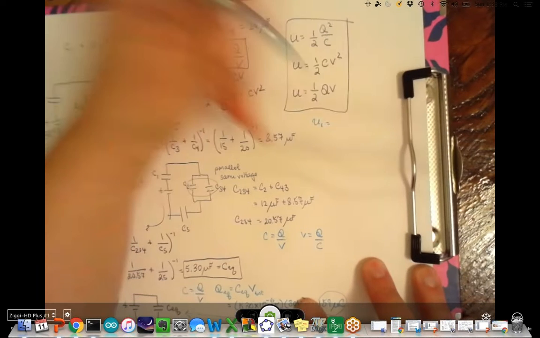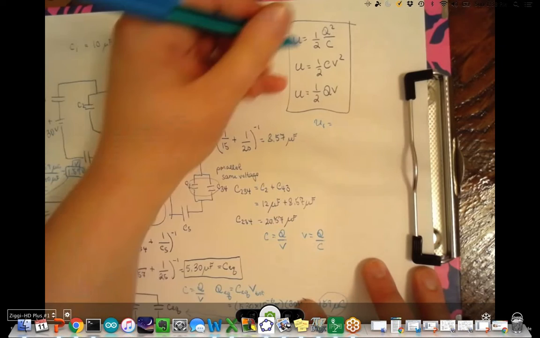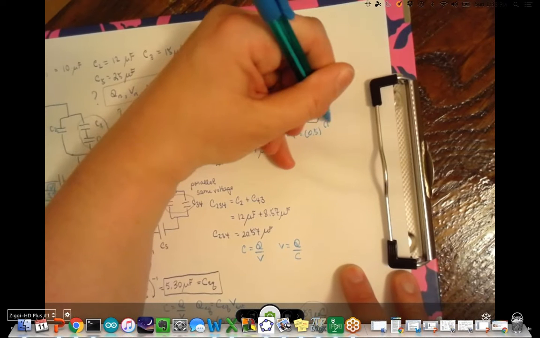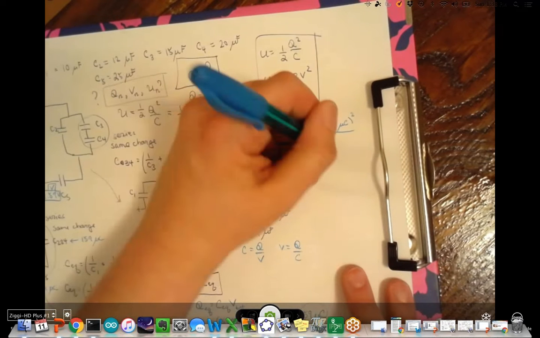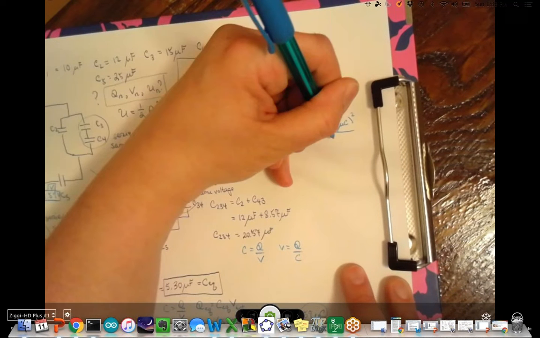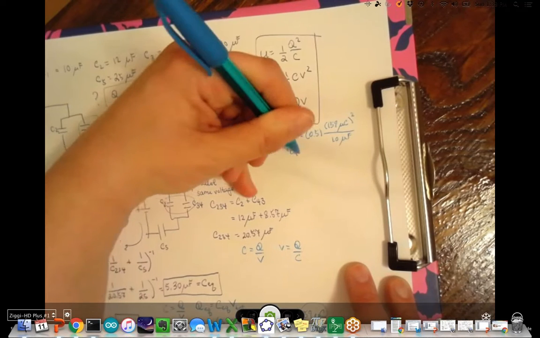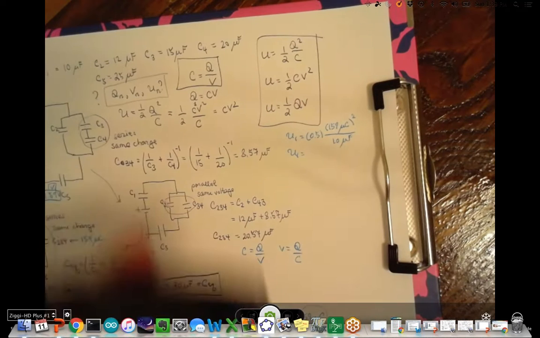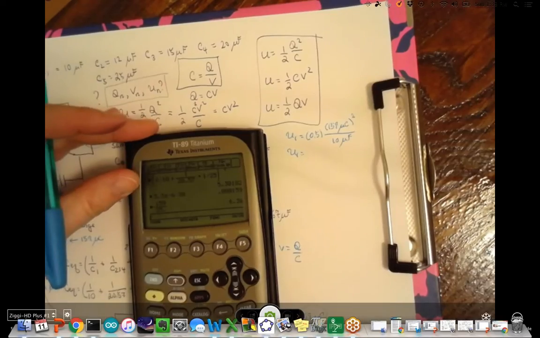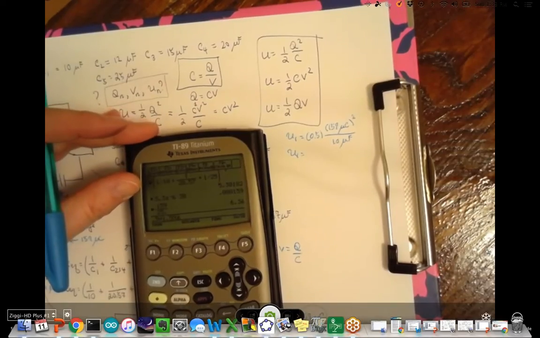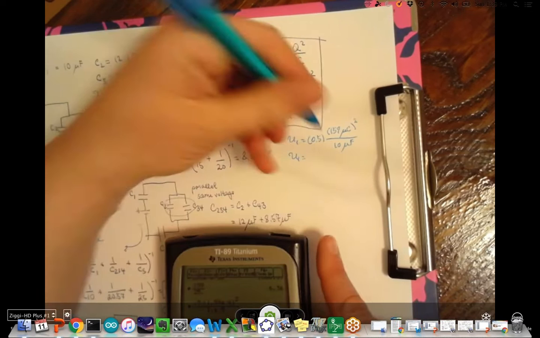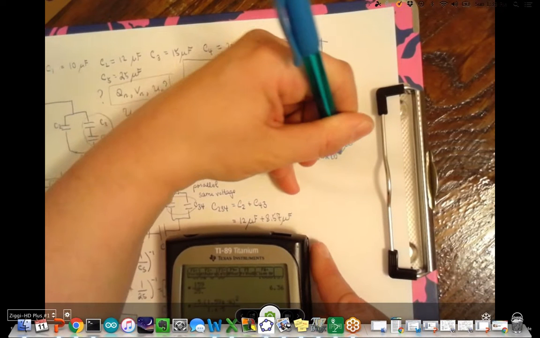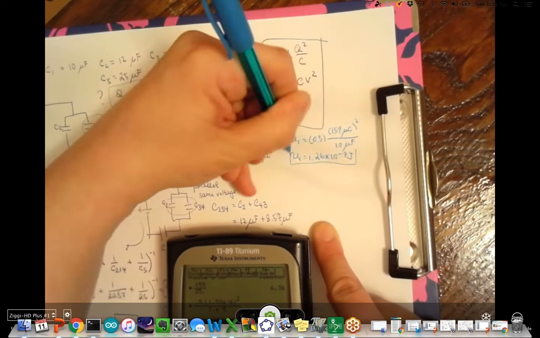So U1, we've got all these pieces, so we can use any of these equations. Let's just do the top one. It's going to be 0.5 times the charge, 159 microcoulombs squared. Remember, that's 10 to the minus 6, and then square it, divided by the capacitance, which was 10 microfarads. So the energy stored in capacitor 1 is going to be 0.5 times 1.59 e to the minus 6 squared, divided by 10 e to the minus 6. That's 1.26 times 10 to the minus 7 joules. So this is the energy stored on capacitor 1.